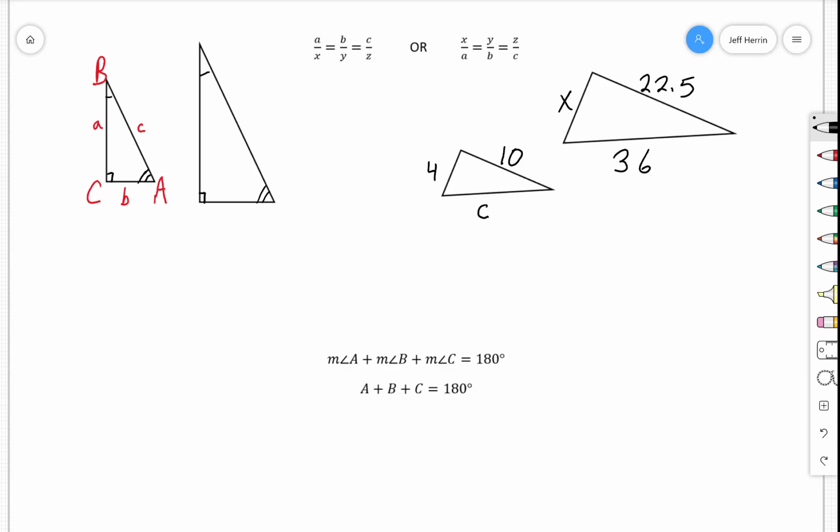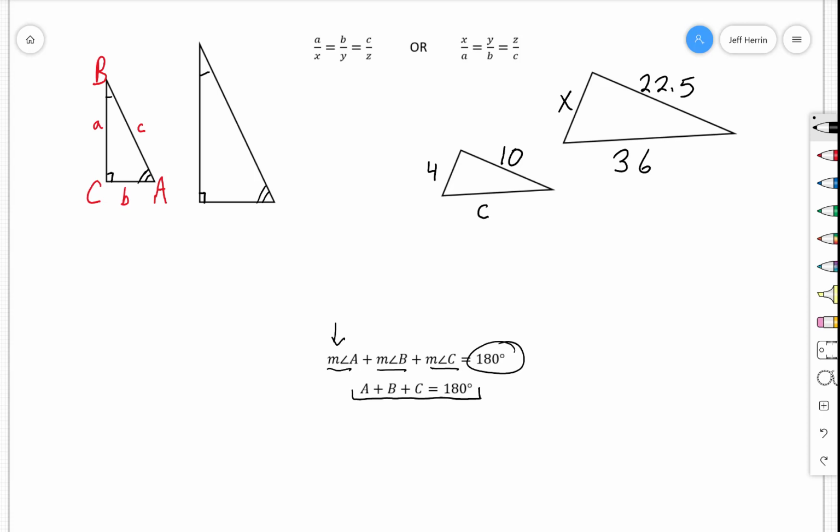First off, with a triangle, the measures of the three angles in any old triangle are going to add up to 180 degrees. Technically the official way to write that is the measure of angle A, the measure of angle B, the measure of angle C. Rather than writing it that way, I'm going to get lazy now that we're out of geometry class and in trig, and I'll probably say A plus B plus C equals 180.